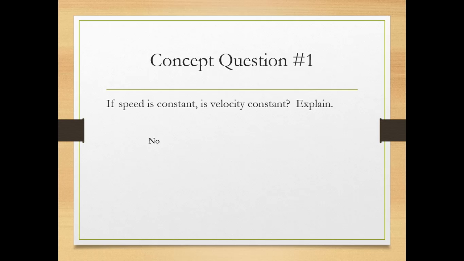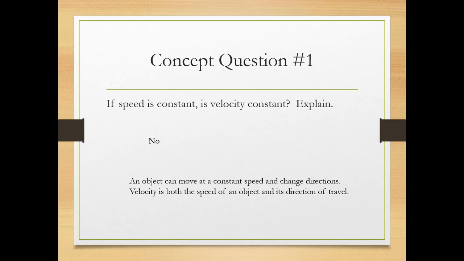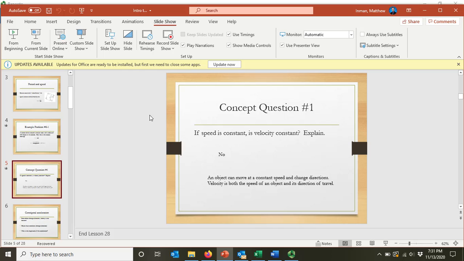Well, the answer to that is no, it doesn't. The reason for this is to think about the distinction between velocity and speed. An object can move at a constant speed but change directions. In fact, in uniform circular motion, if you're moving around in a circle, you can almost think about it as constantly changing directions. Since velocity includes information about both the speed of an object and its direction of travel, speed could be constant, but velocity could be changing. You're traveling the same speed, but if you're changing directions, velocity is changing because velocity includes that information about direction of travel.